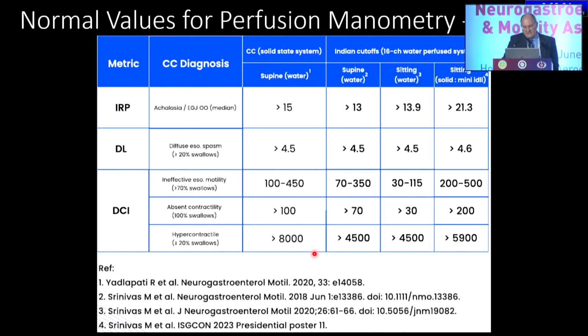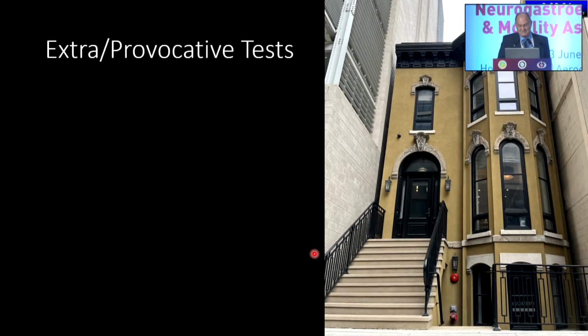Now, all of these metrics vary, to some extent, depending on the recording system, and also on the position and the population studied. You're very fortunate in India in having a set of normative values for perfusion manometry. I don't really have time to go into these in detail, but just to let you know that they exist, and you can have a look and see. Many of them are similar, but some are significantly different to the published values.